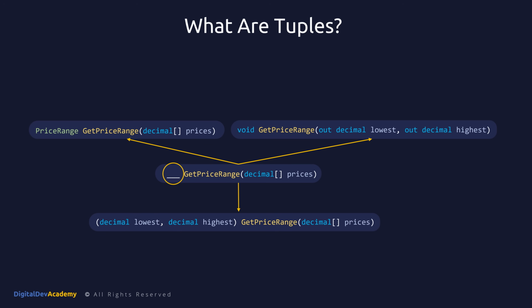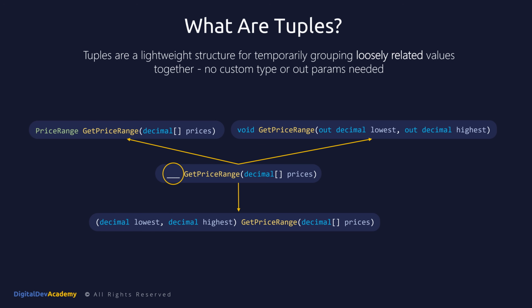Now, let's look at tuples. As you can see, there are no custom types needed, and also there is no confusing method signature. So the technical definition of tuples is that they are a lightweight structure for temporarily grouping loosely related values together. This helps you avoid creating custom types or using out parameters.